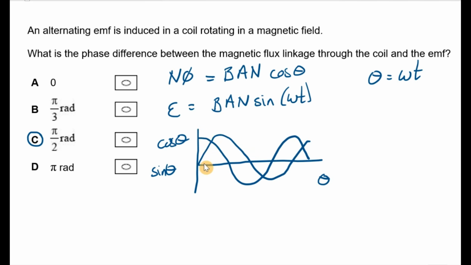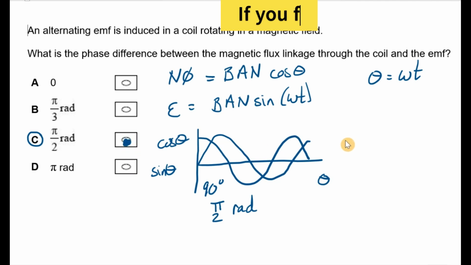Well, the difference between these phases is 90 degrees. 90 degrees is the same as pi over 2 radians. Answer C.